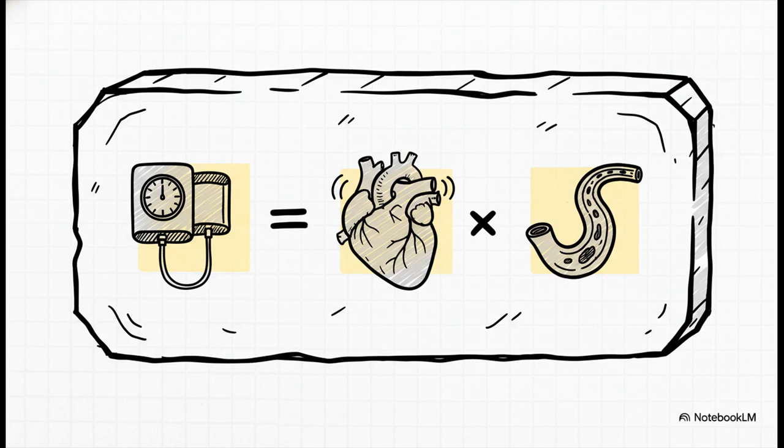Mean arterial pressure equals cardiac output times systemic vascular resistance. Every single cause of hypotension, no matter how weird or wonderful, comes down to a drop in one of these two things. That's it. If you remember nothing else, remember this.